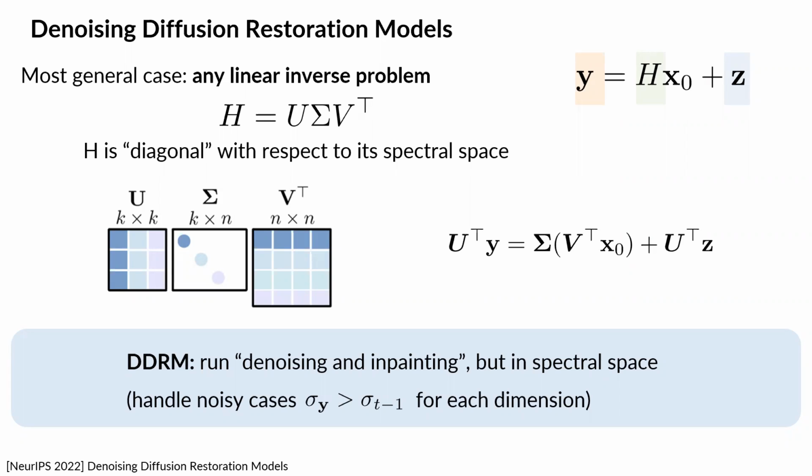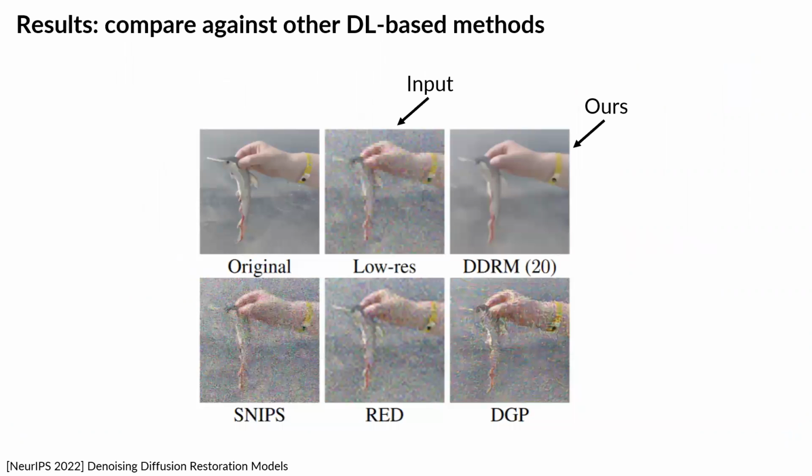So in this case, we have to handle the noisy cases of sigma y differently for each dimension, but we simply need to handle it independently. In the paper, we have the exact details of the entire algorithm for this. And to show some empirical results, we compare this with other deep learning based methods.